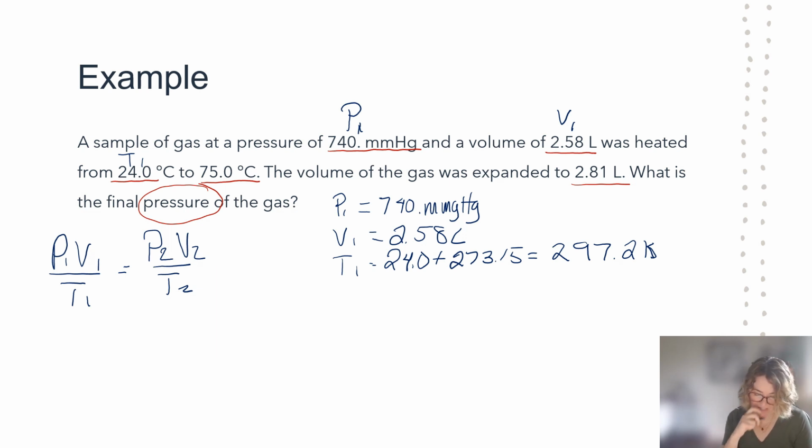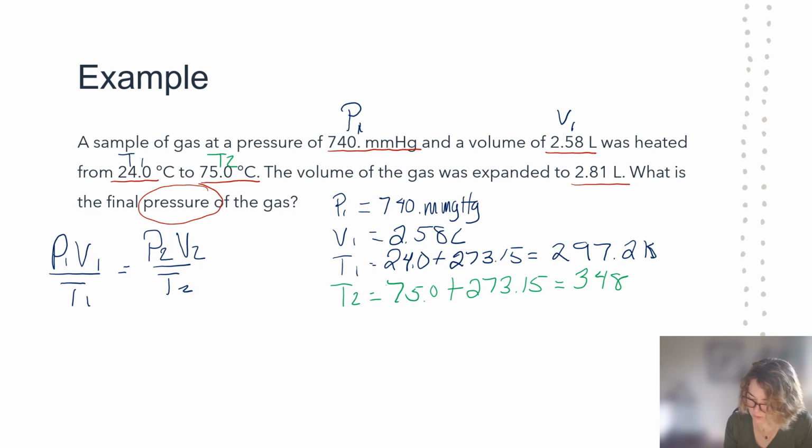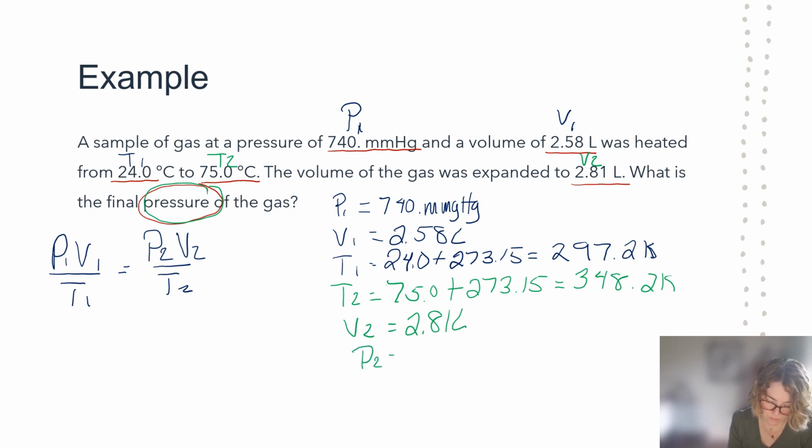So now I'm going to look for my second set of variables. I have been given a second temperature, which is 75 degrees. Again, I'm going to immediately convert that to Kelvin, and that is 348.2. I have a second volume, and that's 2.81 liters. And then here I'm specifically asking for pressure, so that is what I am solving for. Okay, so that's the first thing I go through and do.